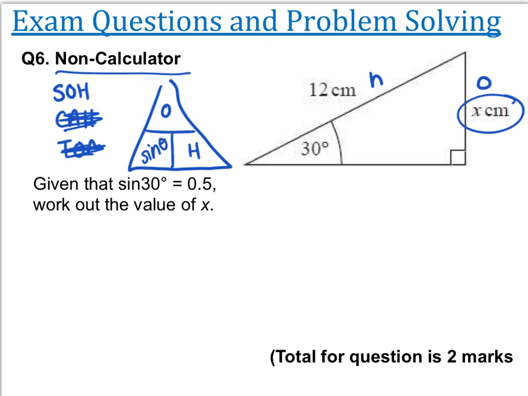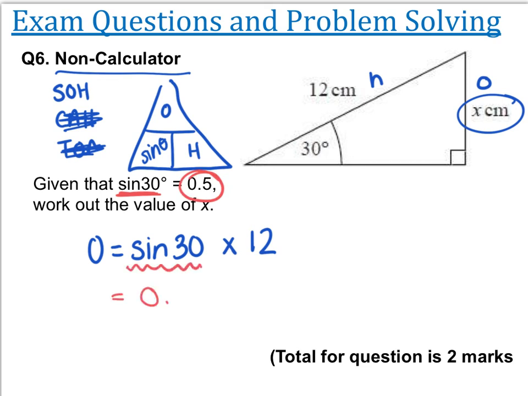Now, in this question, we want to find the opposite side. So if we cover up the O at the top of the triangle, we're going to do sine theta times by the hypotenuse. So let's do that. The opposite side is sine theta, which is the sine of 30 degrees, times by the hypotenuse, which is 12. But what did they just tell us a moment ago in the question? They said that the sine of 30 is actually 0.5. So instead of writing the sine of 30, we're going to write 0.5. So we're going to have 0.5 times by 12, and that just gives us 6.